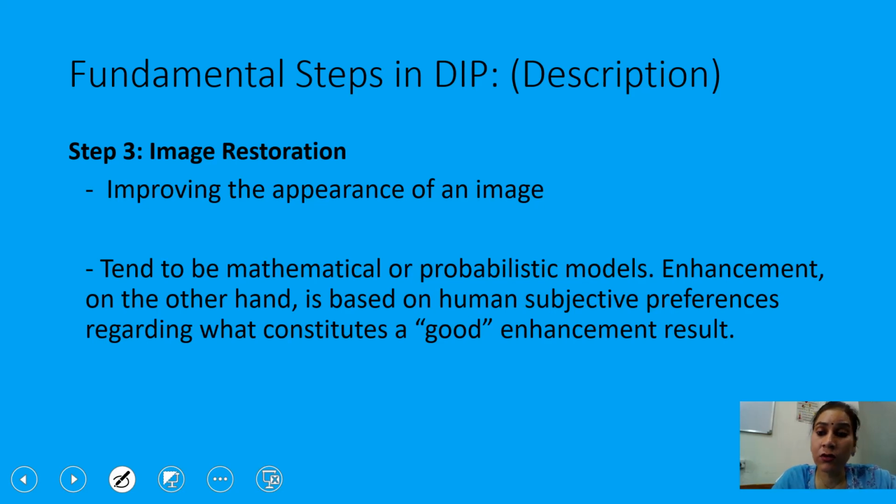Enhancement, on the other hand, is based on human subjective preferences regarding what constitutes a good enhancement result. Subjective preferences mean that it varies from human to human. The things which I like, that appeal good to me, may not appeal good to any other person. So it varies from person to person, perceptions.